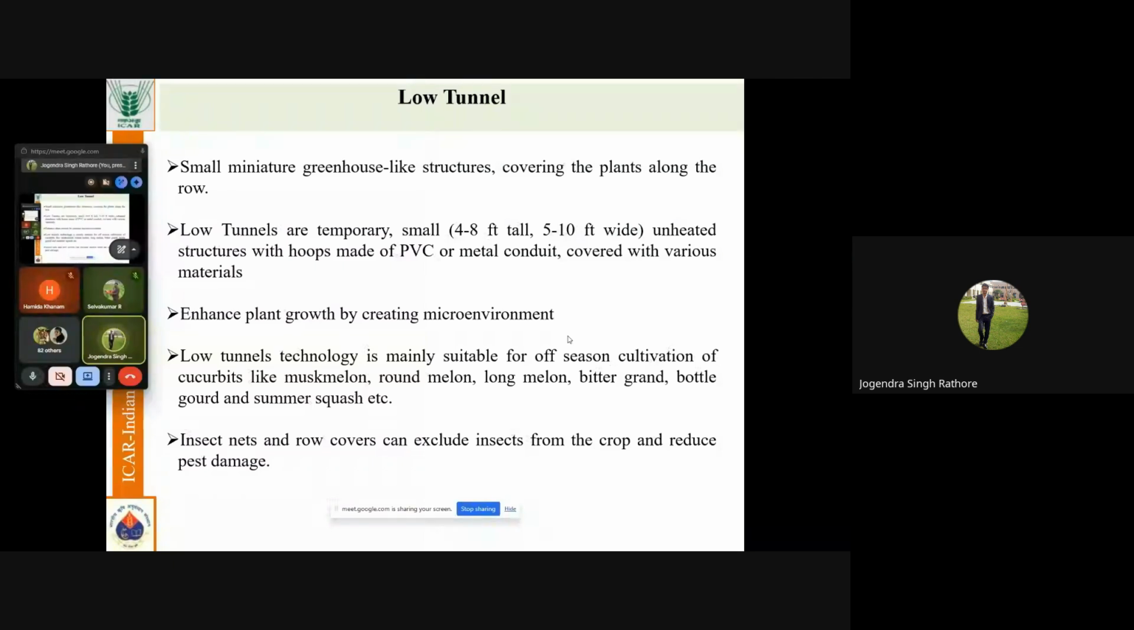So these are temporary structures or unheated structures with hoops, which can be made from various materials, and it obviously enhances your plant growth by creating suitable environments. And we already discussed that it is suitable for off-season cultivation.